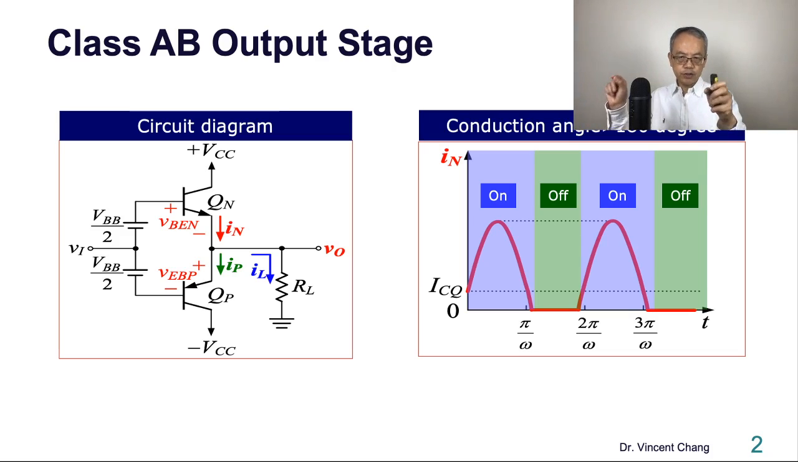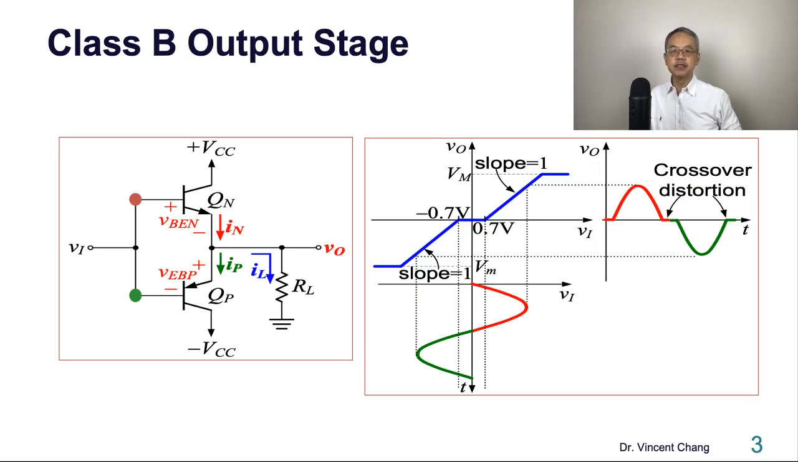Let's turn our attention to the circuit diagram on the left. Pay attention to the bias VBB, base to base. Let's review the Class AB output stage: the circuit diagram on the left and the waveform on the right. There is a phenomenon called crossover distortion in the output waveform. So how do we eliminate the crossover distortion?